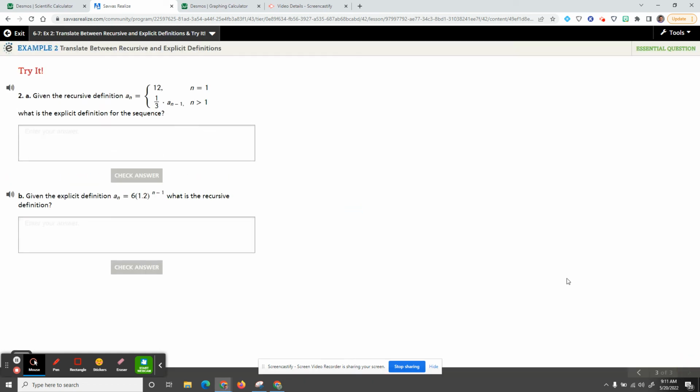All right, you have 2 examples to try here, going in both directions. So pause it, give those a try, and then come back and check.